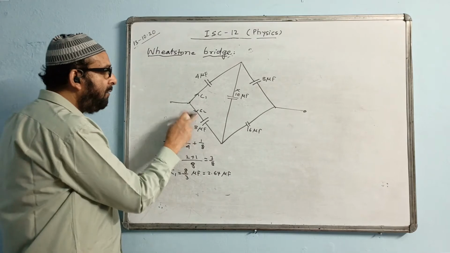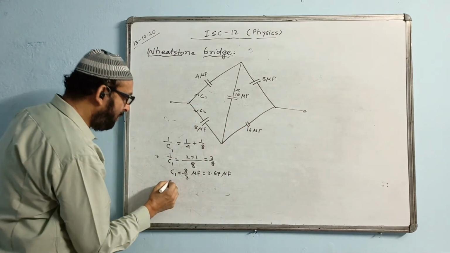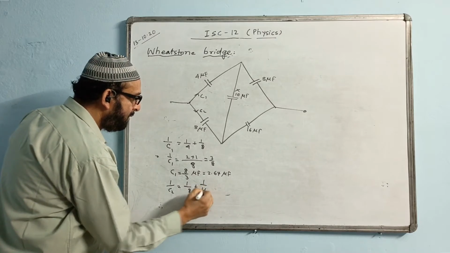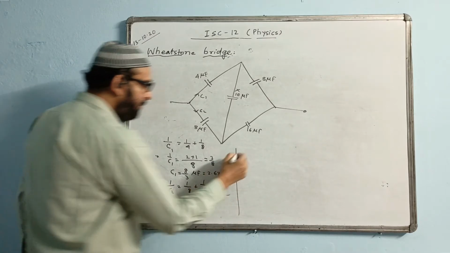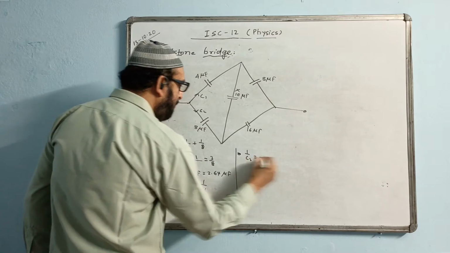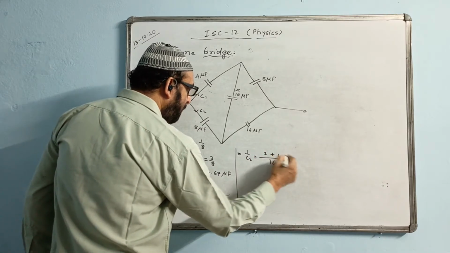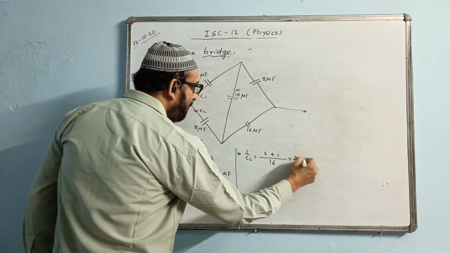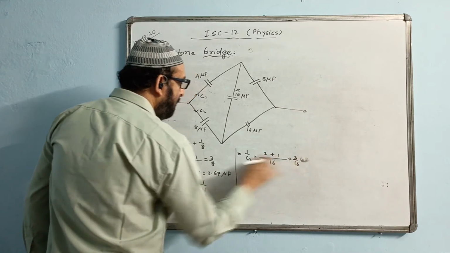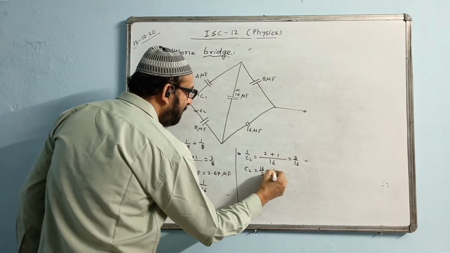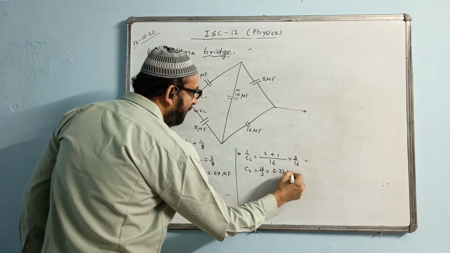Similarly, we will find the C2 value. These two are again in series. We will be doing it like this. 1 by C2 is equal to 1 by 8 plus 1 by 16. 1 by C2, here the LCM is 16. You get 2 plus 1. So 3 upon 16 here. Reciprocating this, the C2 value will come 16 by 3. The answer will come 5.33 microfarad.